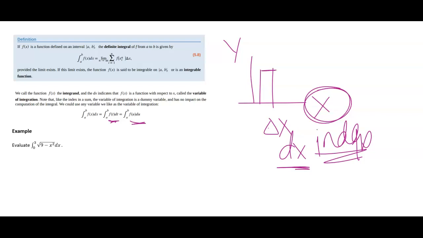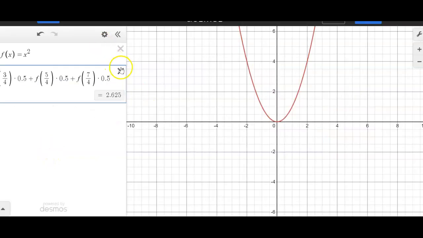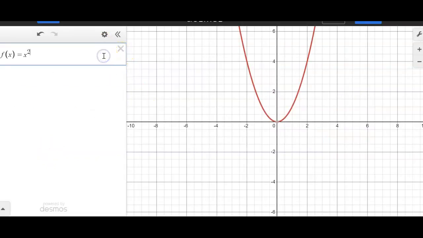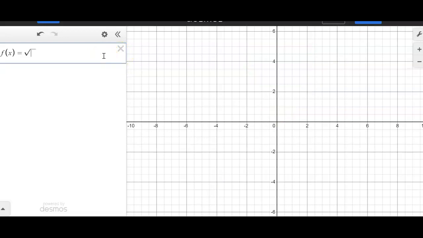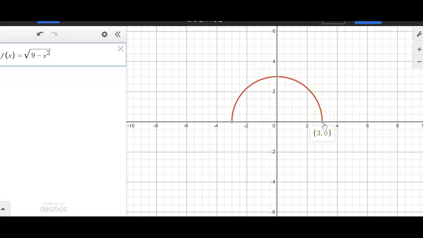All right, let's look at this example. Evaluate this integral from 0 to 3 of the function square root of 9 minus x squared. Let's look at what a graph of that would be. f of x equals the square root of 9 minus x squared. So I have a semicircle of radius 3. And one thing that is true about this that isn't true about the other ones we've looked at is this is a known geometric shape.